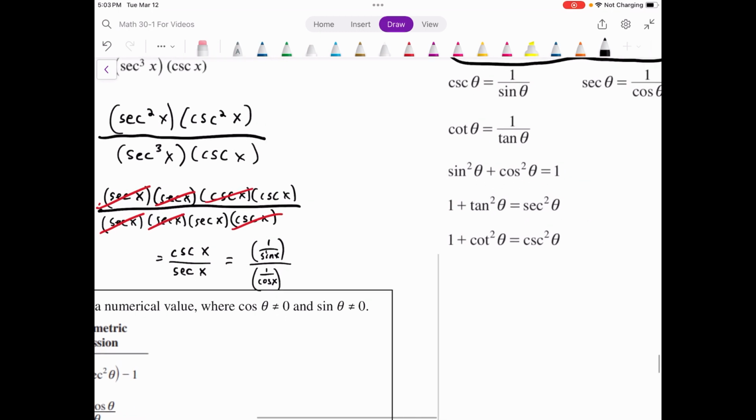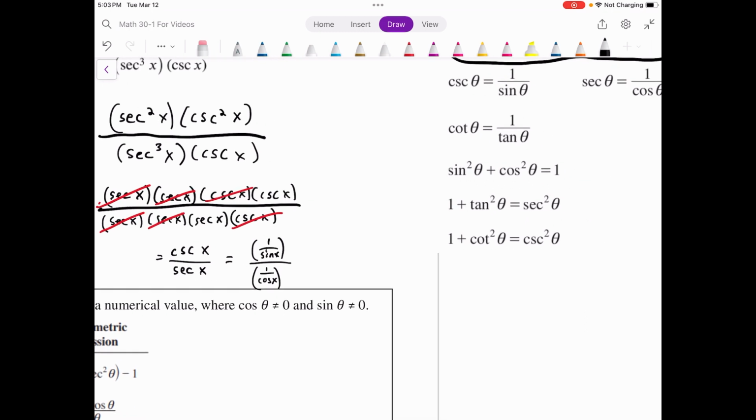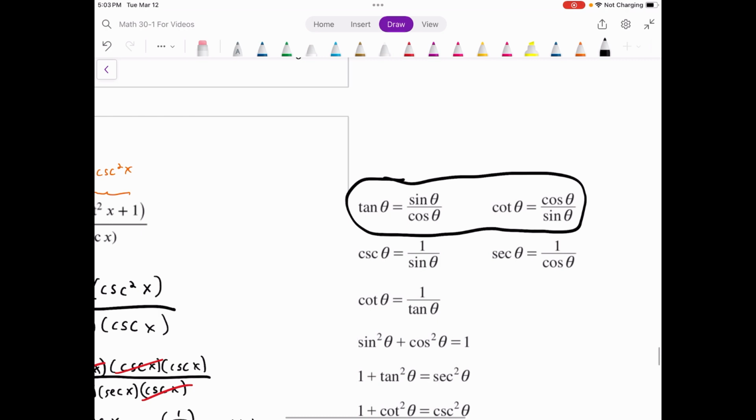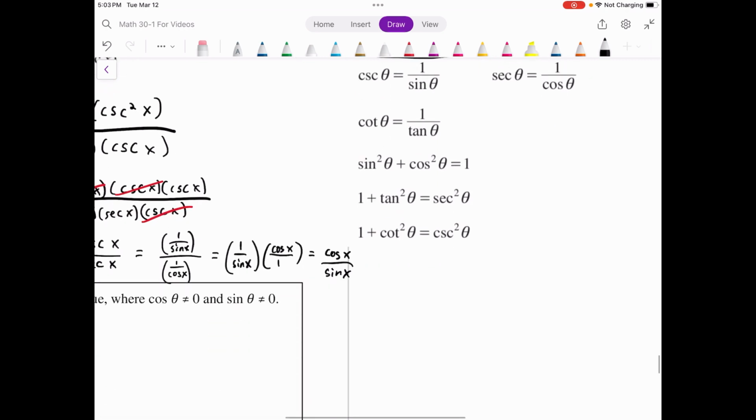So we have 1 over sine x divided by 1 over cos x. Well, remember, dividing by a fraction is the same as multiplying by its reciprocal. So this is the same as 1 over sine of x times cos of x over 1, which means it's just cos of x over sine of x, which means cos over sine, that's just cotangent, right? That's just cotangent of x.